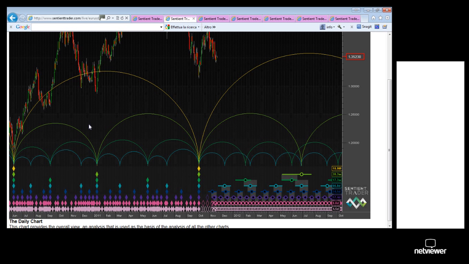We display some semicircles on this chart because I find semicircles very useful for looking at the bigger long-term picture.